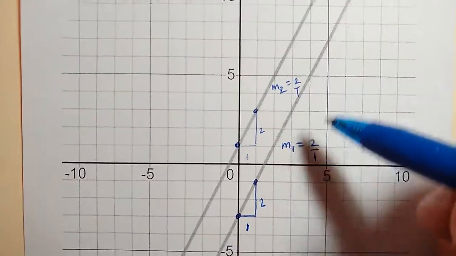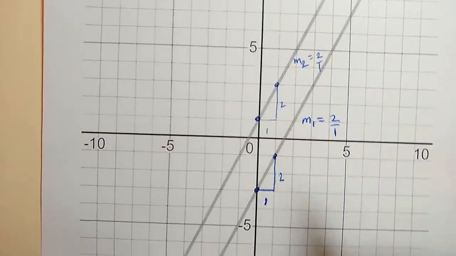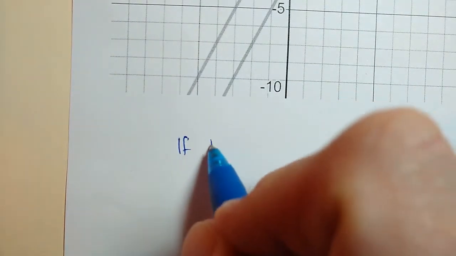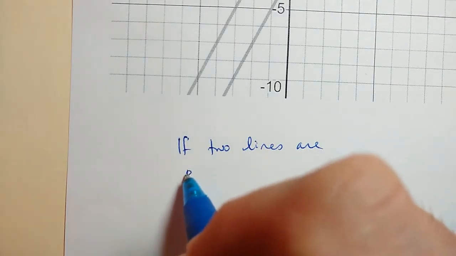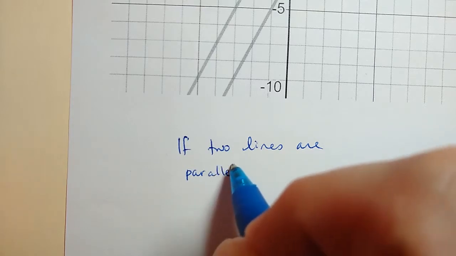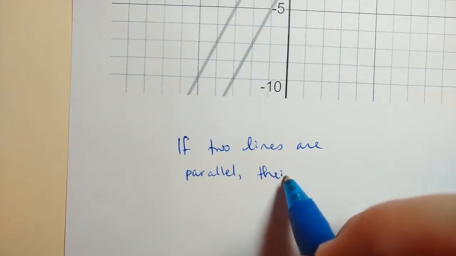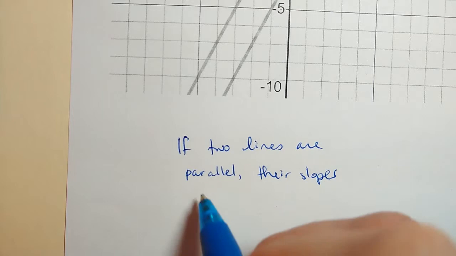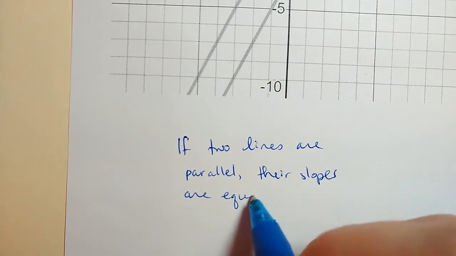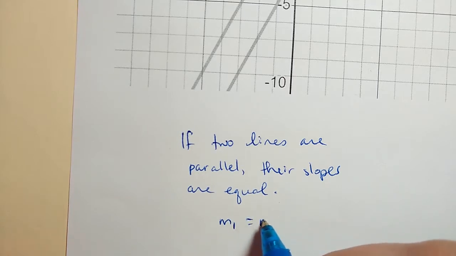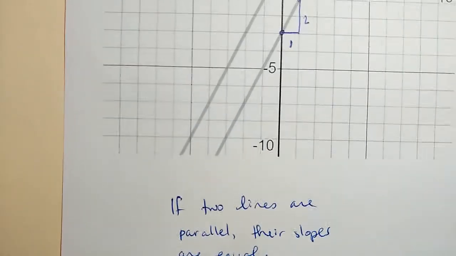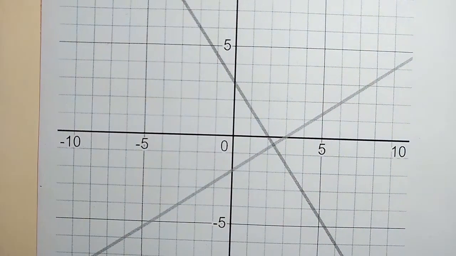Okay, so this is true for all parallel lines, that the two slopes are always the same. So I'm just going to write that down here. If two lines are parallel, their slopes are equal. And so you might write something like M1 equals M2. So that's fine. Let's go take a look at the more complicated situation when we have perpendicular lines.